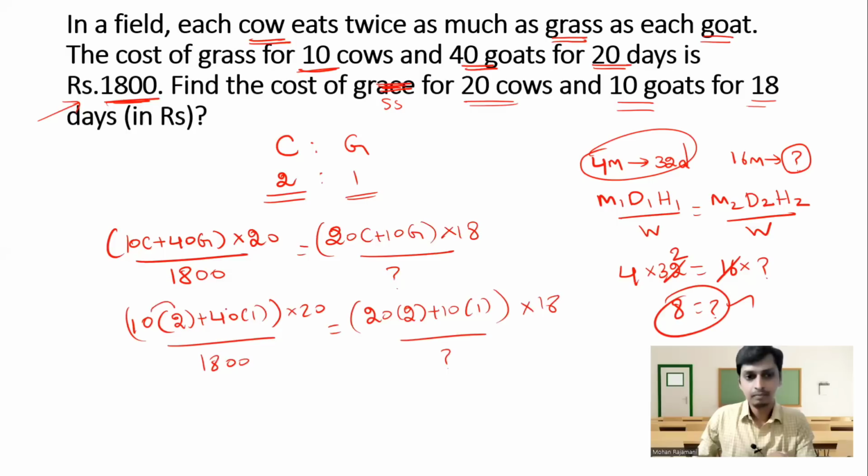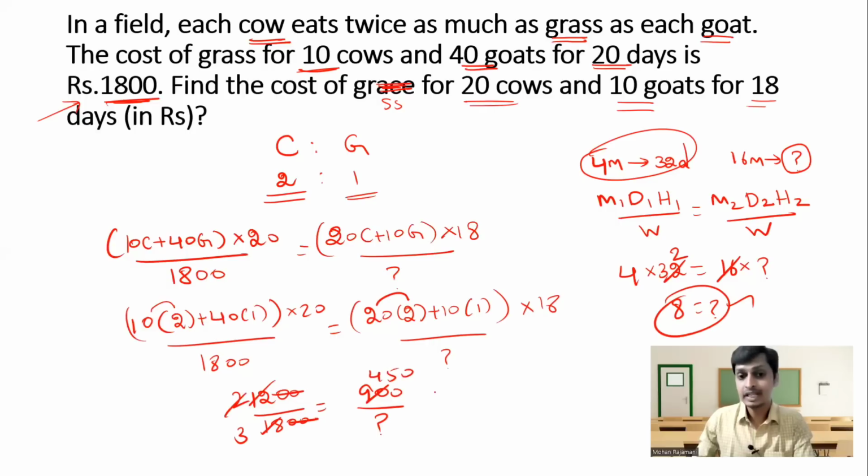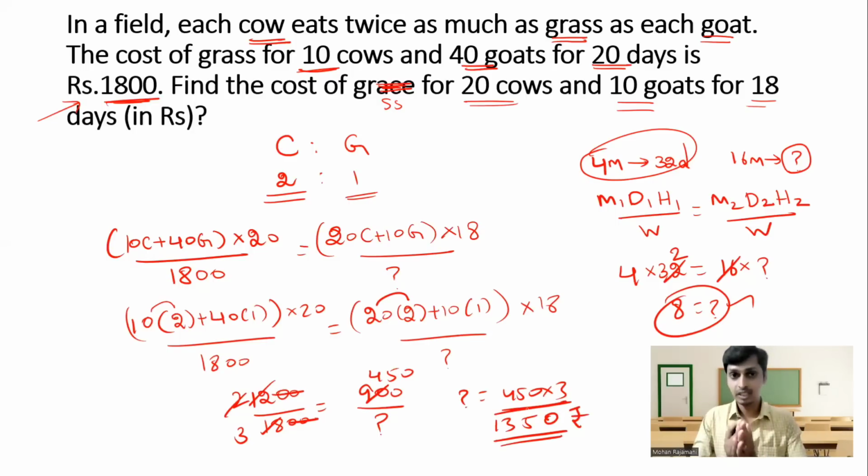So 10 into 2, 20, plus 40, you get 60. 60 into 20 is 1200. So it is 1200 divided by 1800, equivalent to 20 into 2, 40, 40 plus 10, 50, 50 into 18. What is 50 into 18? You get 900. So 900 divided by question mark. Now cancel this 0, 0. And this is in the sixth table 2 times, in the sixth table 3 times, and this is 450. So question mark equals 450 into 3. So 5 into 3, 15, and 1, 1350. So we get 1350 rupees. So 1350 rupees is the cost of grass for 20 cows and 10 goats for 18 days. So this becomes our answer.